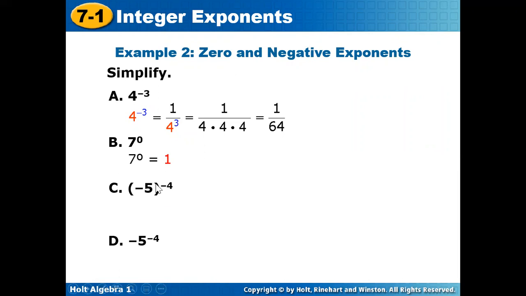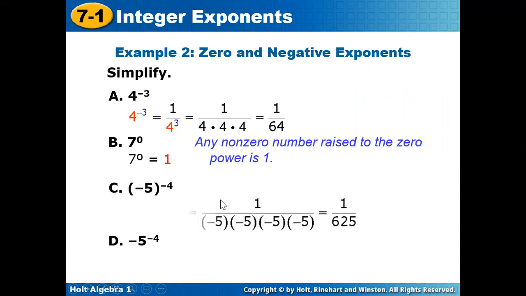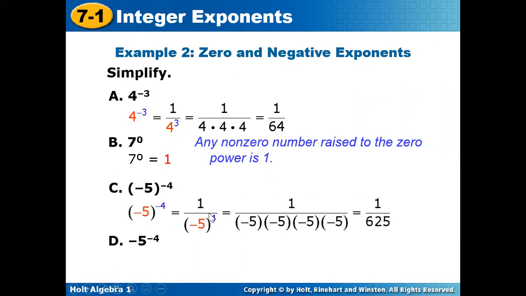So this is negative 5 to the negative 4th power. So it's the whole negative 5 because it's in parentheses. It's negative 5 times negative 5 times negative 5 times negative 5. Since you have an even number of negatives, it's going to end up being a positive.